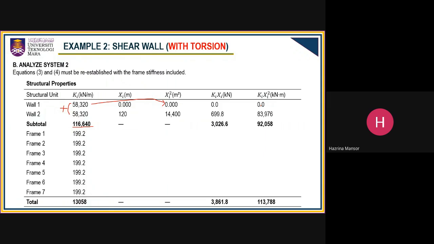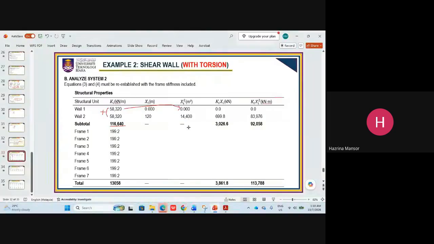You will have KIXI. Hold on, I think there's a little bit of mistakes here. So XI squared is 100. I will need to check a bit. 120 squared is okay. And this would be KIXI 58320 times 120. So sorry, this one is supposed to be 699,400. Okay, so the total here KIXI is 699,400. And here is KIXI squared.